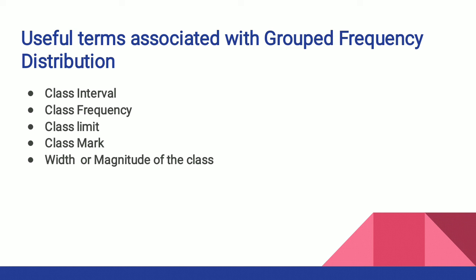Then magnitude or width of the class. What is the magnitude or width of the class? It is the difference between the lower limit and the upper limit of the class. As in the class 10 to 20, upper limit is 20 and the lower limit is 10, right? We have to take the difference between 20 and 10, that is 10. Then the class width is 10. How can we denote the class width? Class width is always denoted by I.